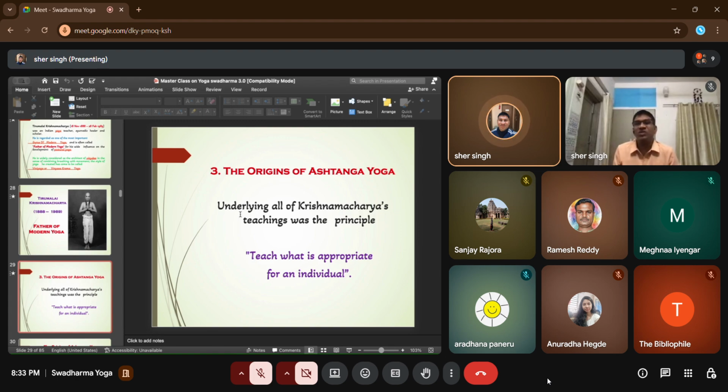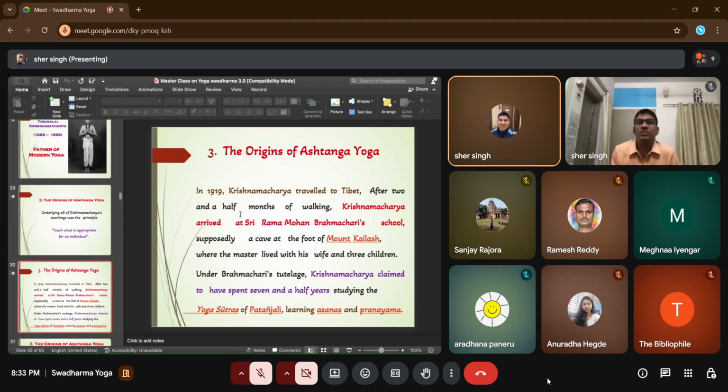So this is the core teaching of Thirumalai Krishnamacharya ji. I have just written that Krishnamacharya traveled to Tibet. After 2.5 months of walking, Krishnamacharya arrived at Sri Ram Mohan Brahmachari's school in Mount Kailash. He lived there for 7.5 years, studying the Yoga Sutras of Patanjali and learning asana and pranayama.